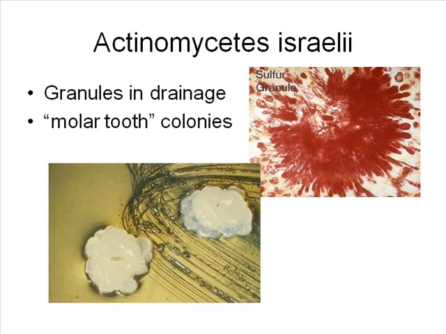Actinomyces israelii is an anaerobic organism that gives you what are called molar tooth colonies. This also gives you sulfur granules in drainage. Think of the tooth abscess: you look at the abscess and you have big old granules, or what looks like sulfur granules in there, and when you smash them, you'll see that it is the actual organism inside these hard encased little shells. All right.